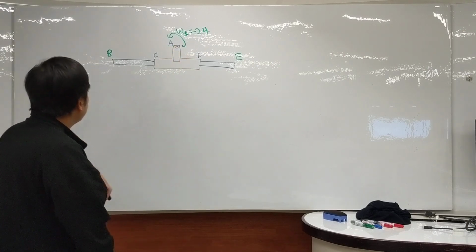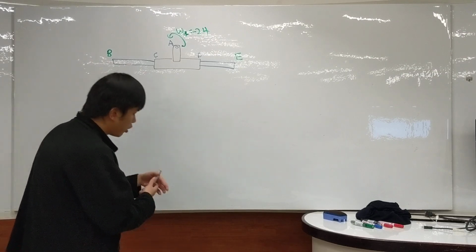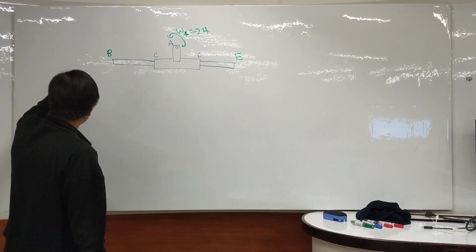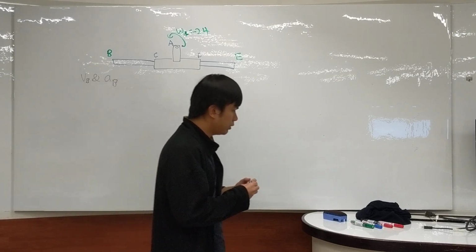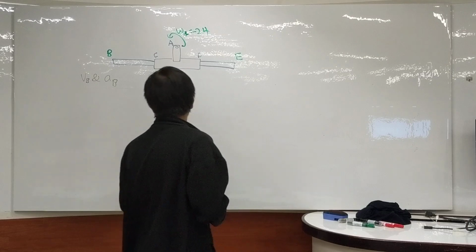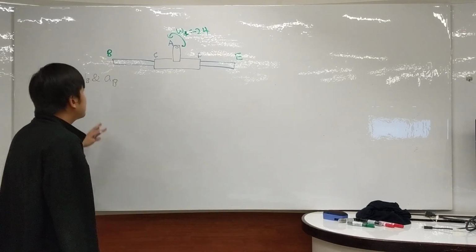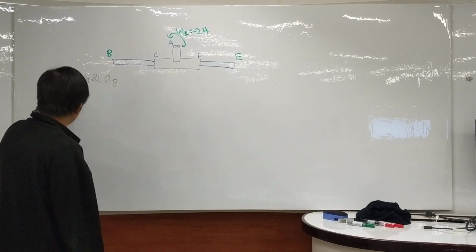The question asks us, what is the velocity of point B and the acceleration of point B? That's the question posed to us. So how do we solve this question? First of all, let's solve one thing at a time. Let's say velocity of B. What is the velocity of B?